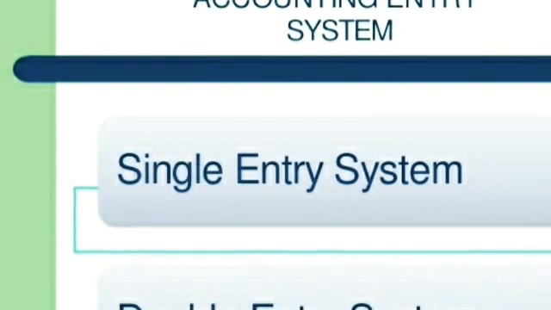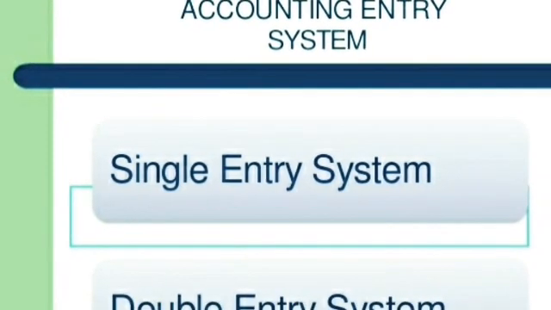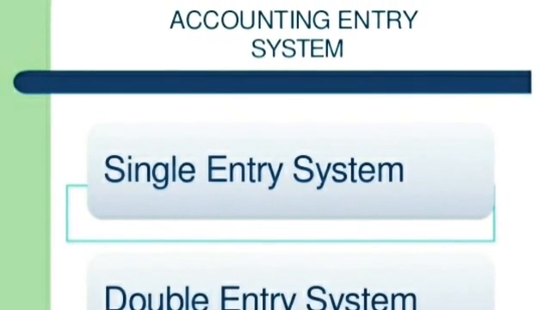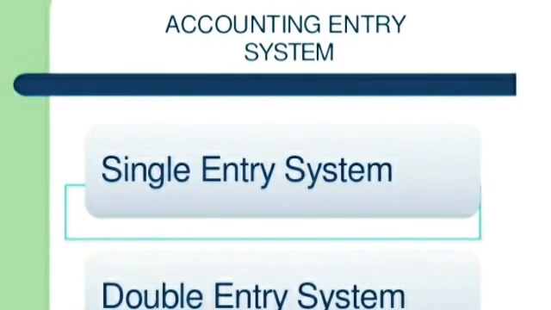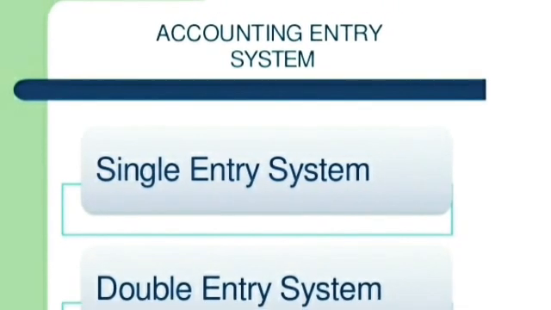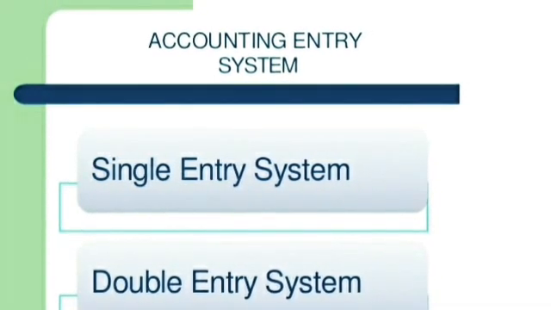To discuss the systems of accounting, we can classify that there are two systems of accounting: single entry system of accounting and double entry system of accounting. We will discuss the single entry system in brief and the double entry system in detail. The single entry system of accounting has a separate chapter, and the double entry system of accounting forms the rules of debit and credit, which will be helpful in recording the transactions in chapter number 3.